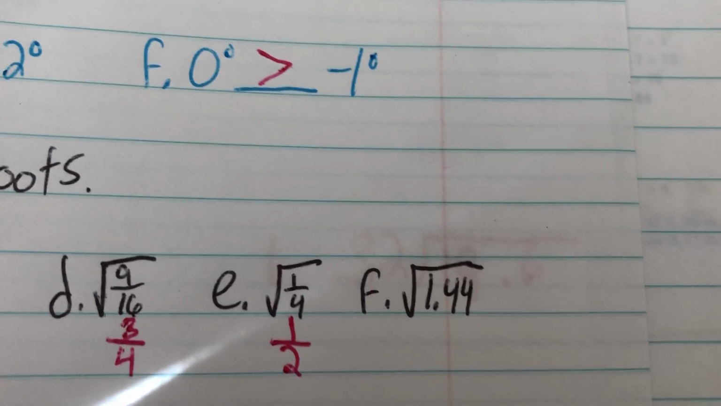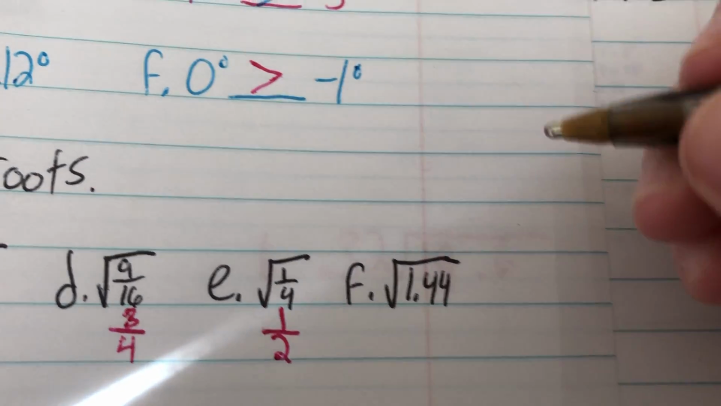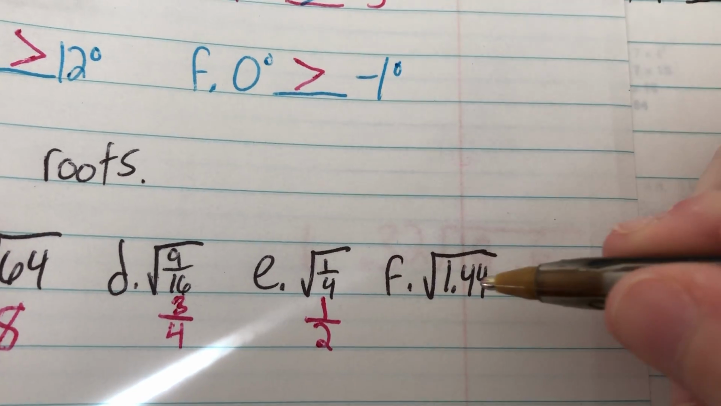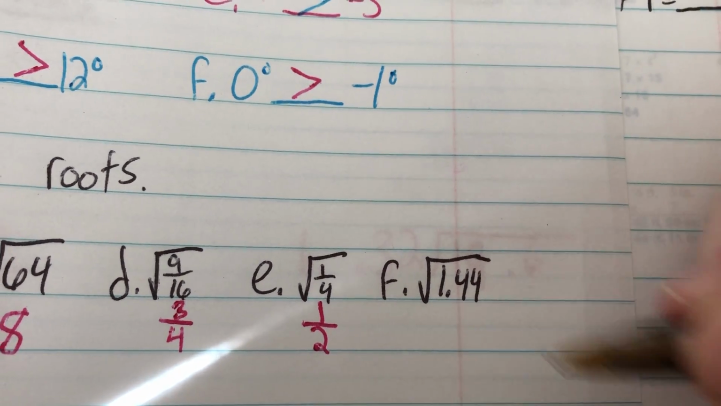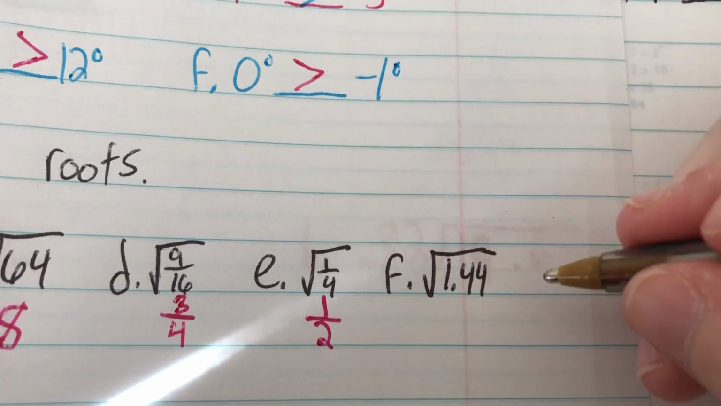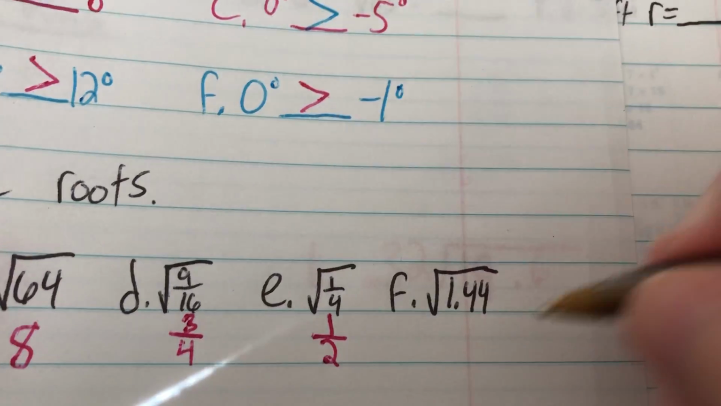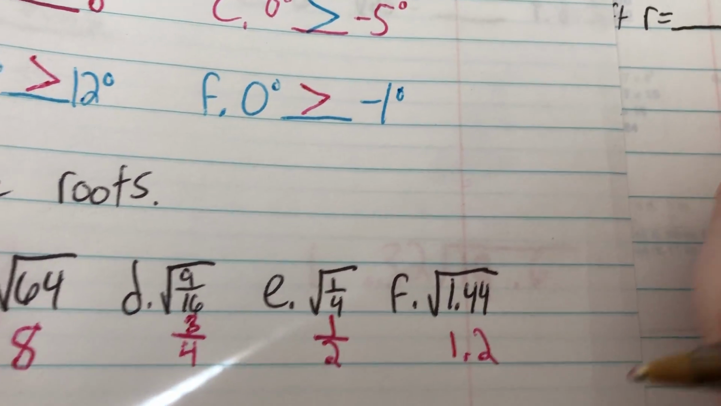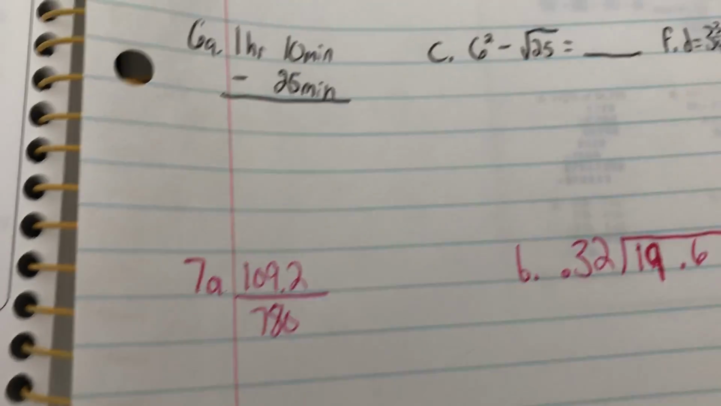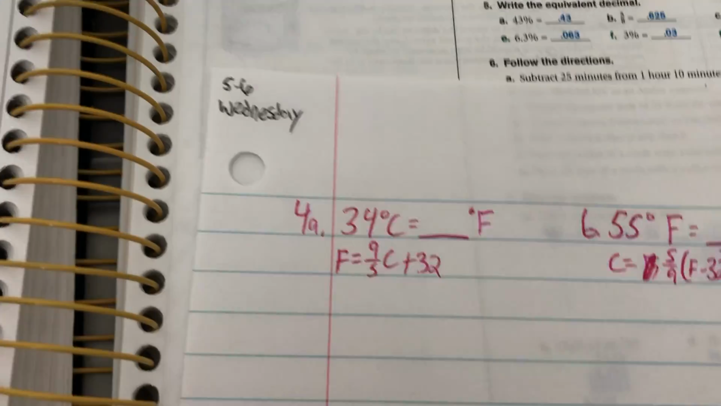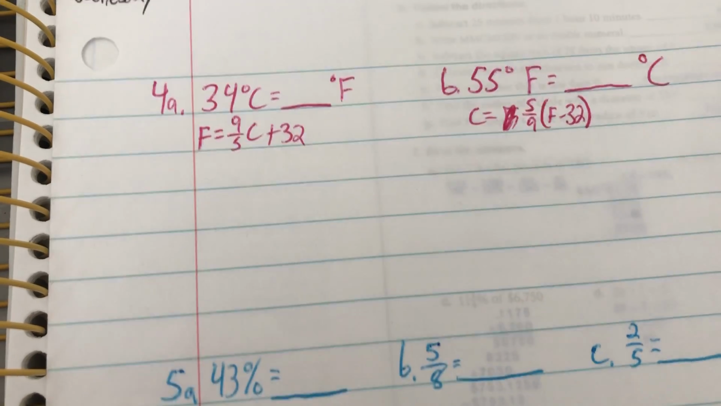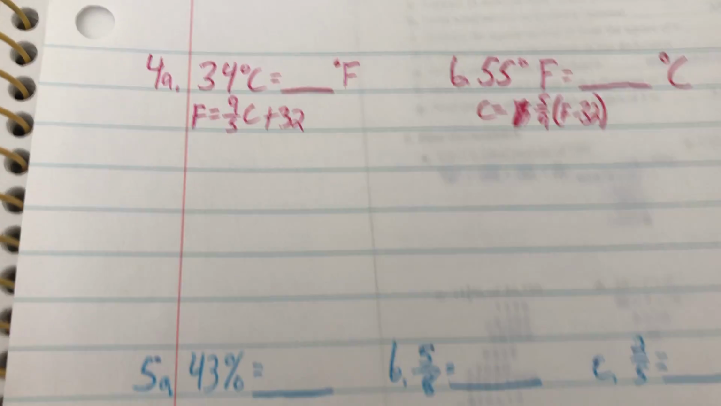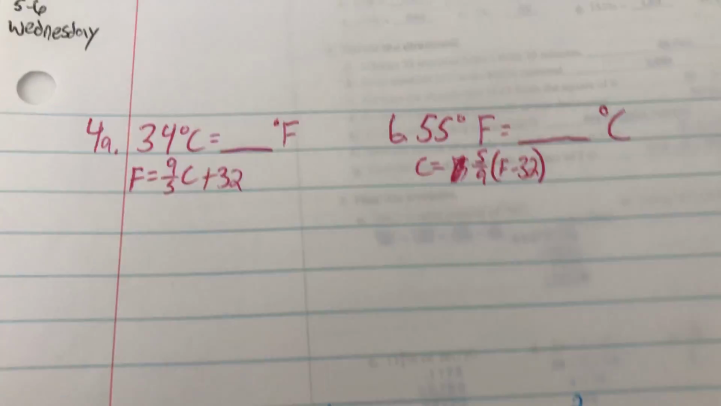And then F, 1.44, the square root of that, well, you might not know the square root of 1.44, but you should know the square root of 144. 12 times 12 is 144. So the square root of 1.44 would be 1.2. Okay? And then the next part, we have some temperature conversions again. I went ahead and included the formula with those so that we don't forget which one we're solving.